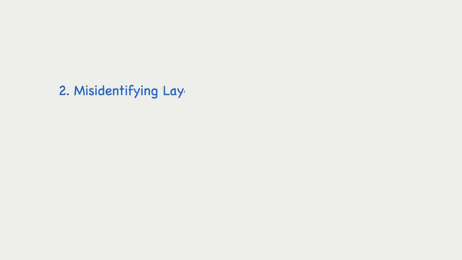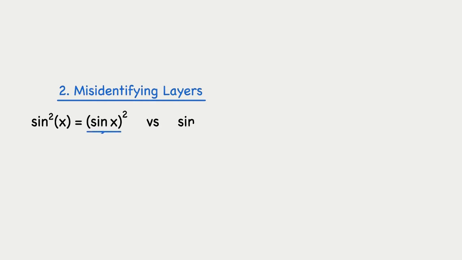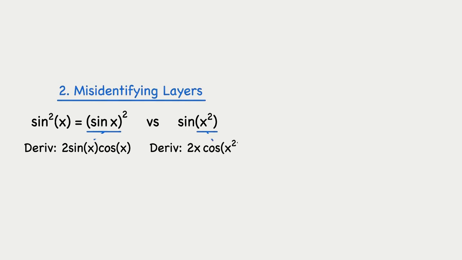Second, misidentifying the layers. For example, sine squared of x means (sine x) squared, not sine of x squared. They're different. The derivative of sine squared x is 2 sine x times cosine x. The derivative of sine of x squared is 2x times cosine of x squared.